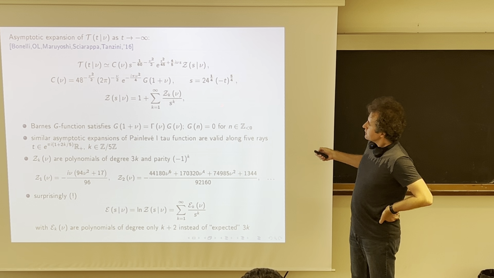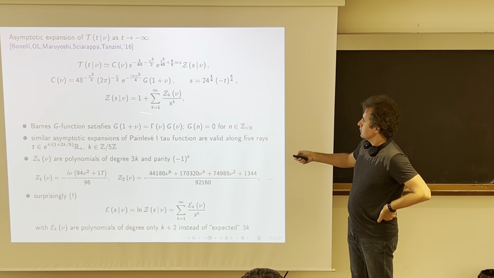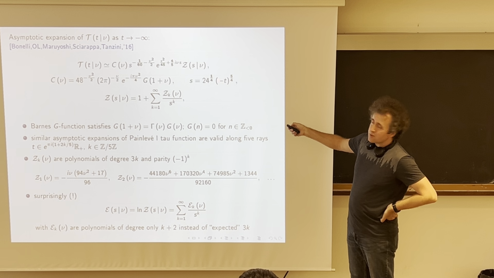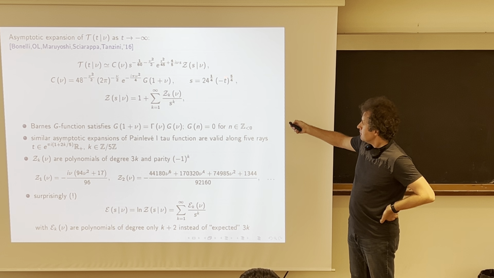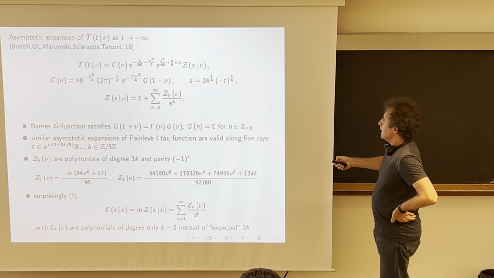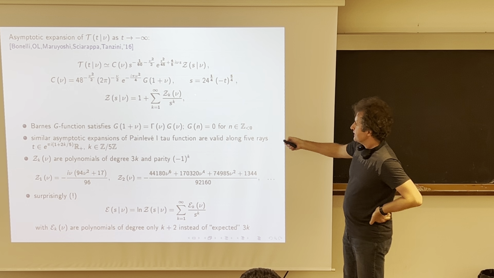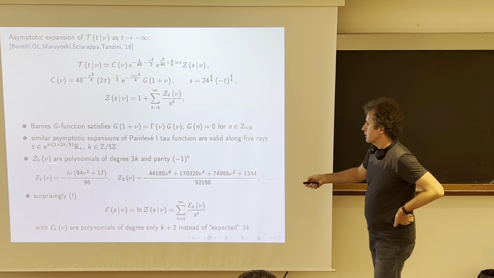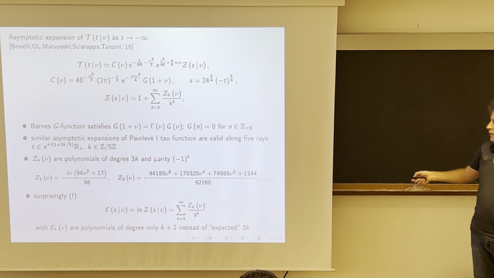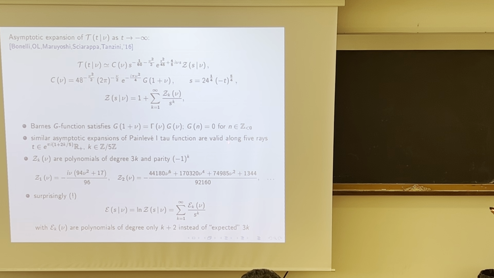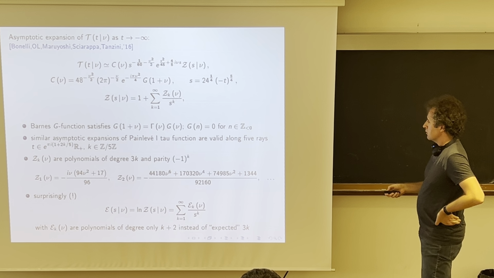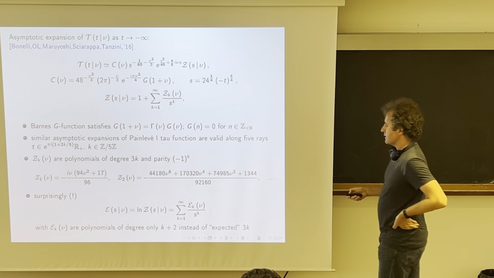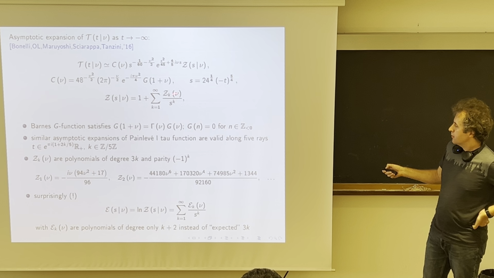Right. And so the most important object that I will be interested in today is this series, in inverse powers of isomonodromic time, basically this combination S. It's this calligraphic Z. The coefficients of this Z are polynomials of degree 3k in mu, and they are even or odd. Now here comes the first surprise about this series.